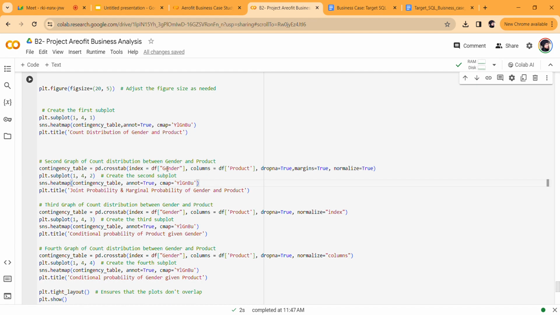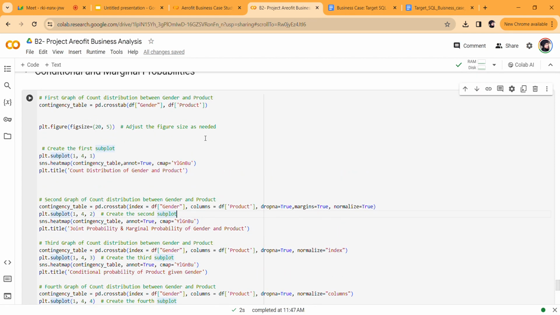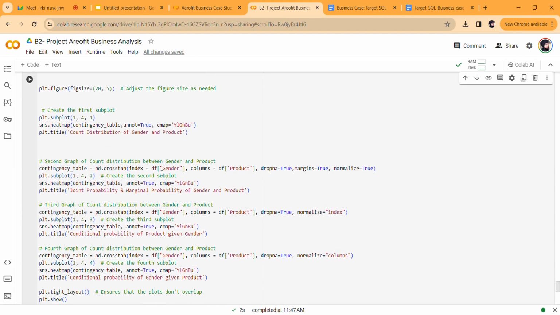Here I am specifying the index and I am specifying the column. Here you can see that I haven't specified which is index and which is column. Index is what I want in a row, and the other I want in a column. Dropna true means that if any missing values are there, they will be dropped. There are no missing values here, so if you put this it is fine, and if you don't put this it is also fine.